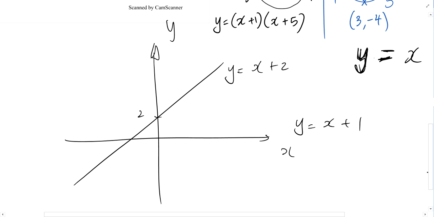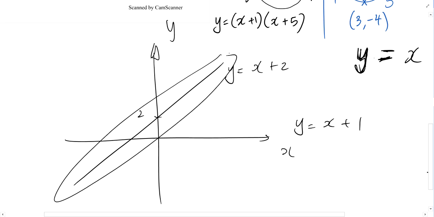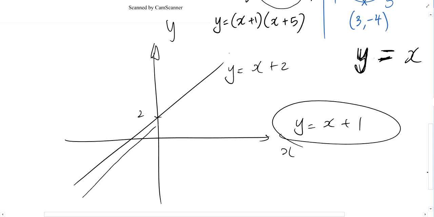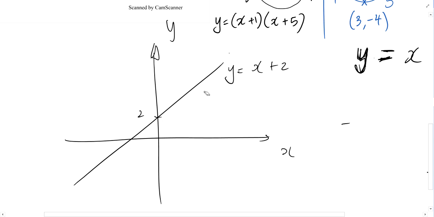You know that the same gradient, parallel lines, do not intersect. Okay, so tell me, how will you move this line to give me the equation of y equals to x plus 1? Move downwards. How many units? 1 unit. Okay, very good. So you move it down by 1 unit. Okay? How do we go from this graph now to y equals to x plus 8? You move up by 6 units. Okay, this one very easy, right?